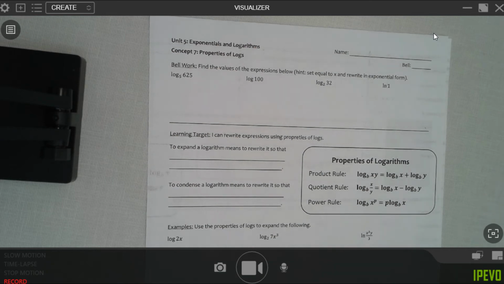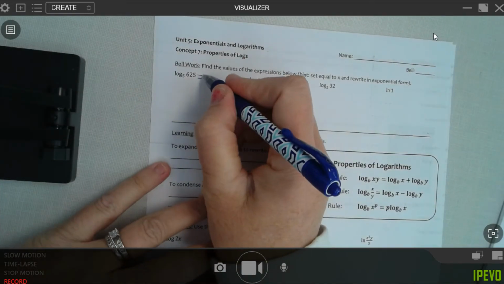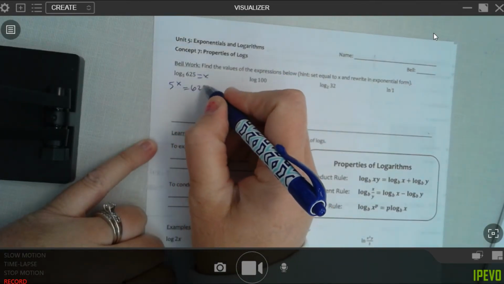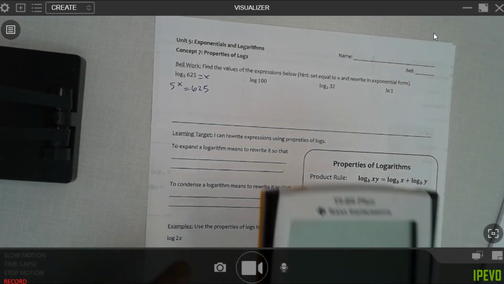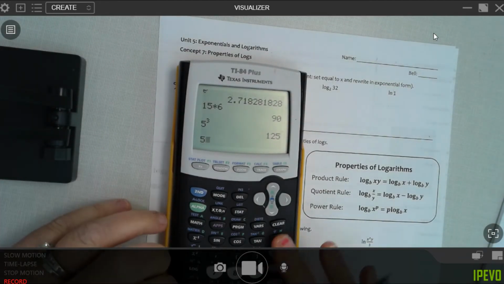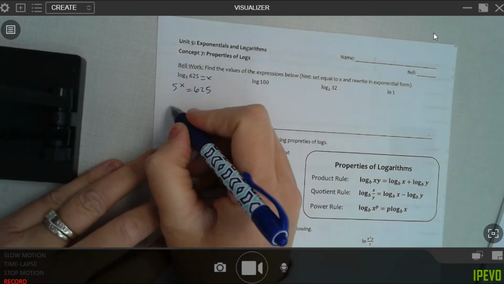All right, so our bell work for today is we're going to pretend these equal x, and then we're going to solve them. So remember, you say 5 to what power gives me 625. And if you're unsure, you just grab your calculator and you start typing in 5 squared, 5 cubed, and so on. So you'd hit like 5 to the power of 3. Well, that wasn't the answer, so you try 5 to the power of 4, and that gives it to you. So that tells you that x equals 4.